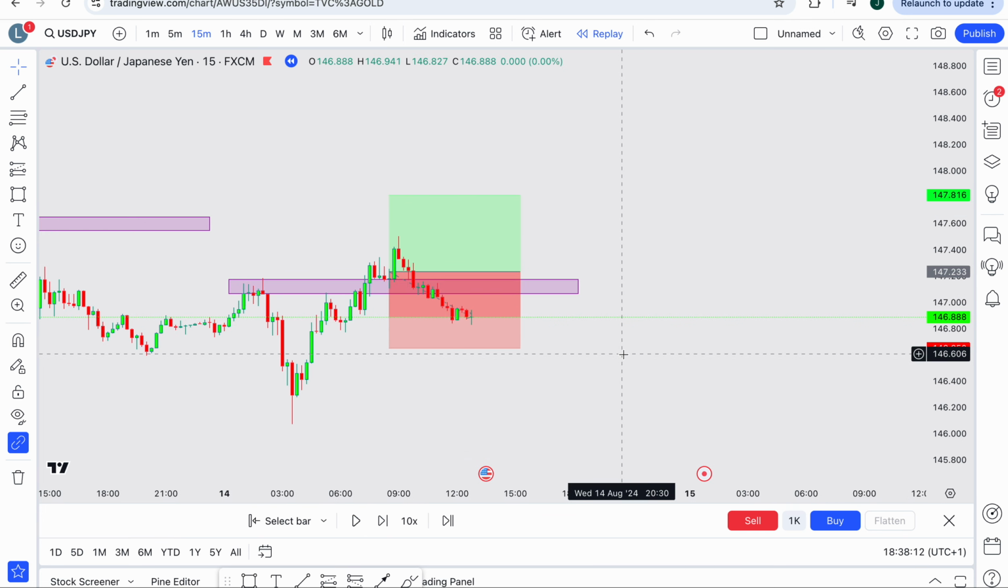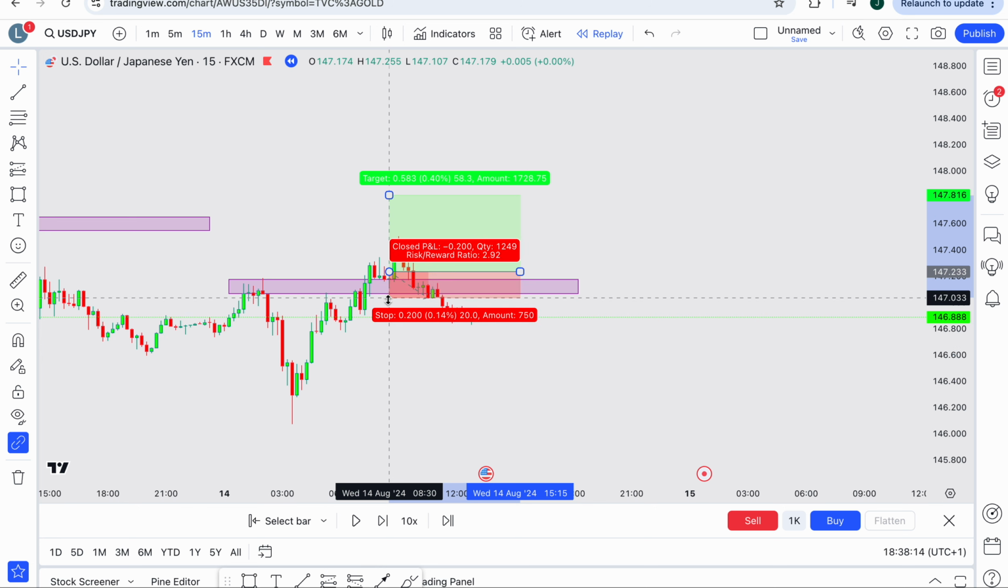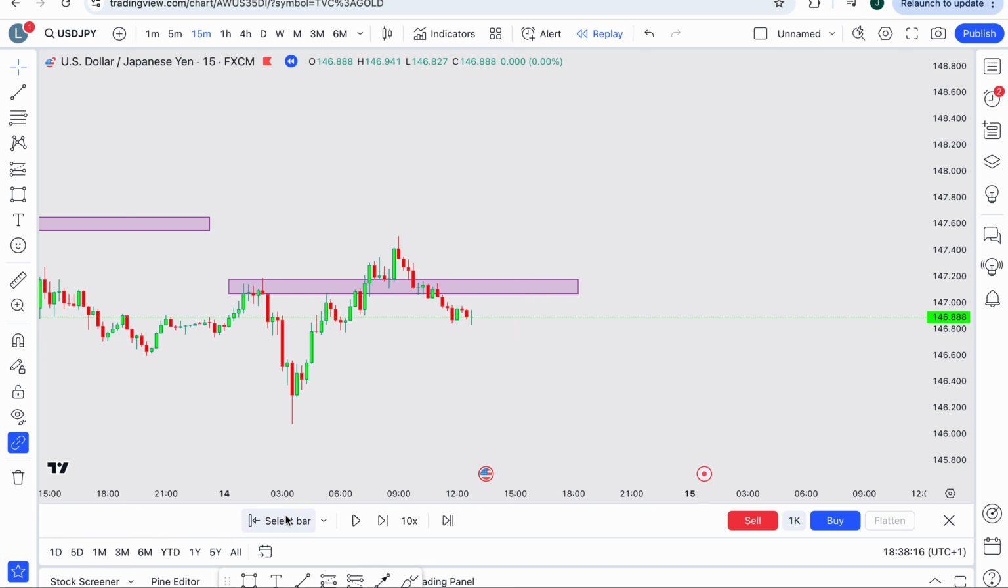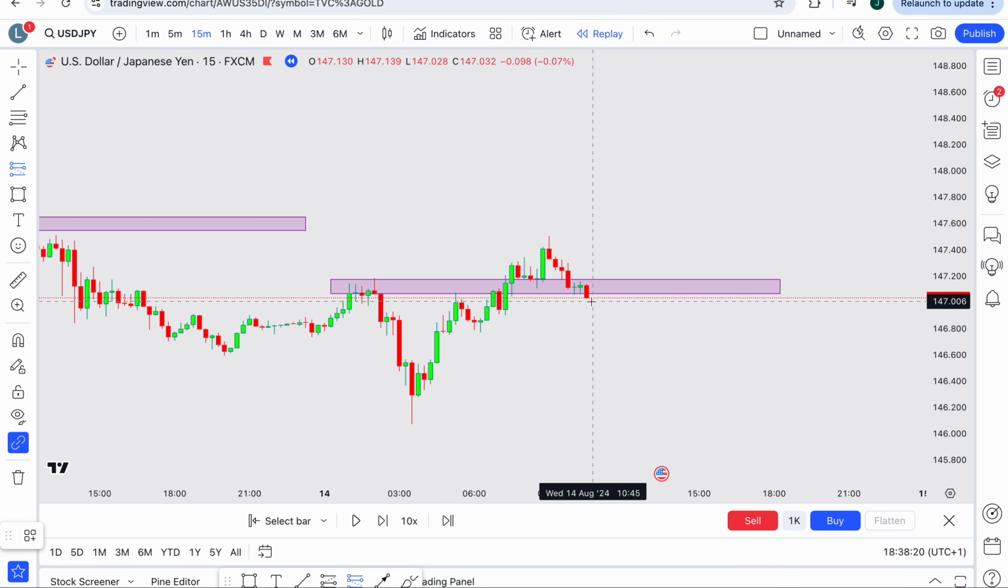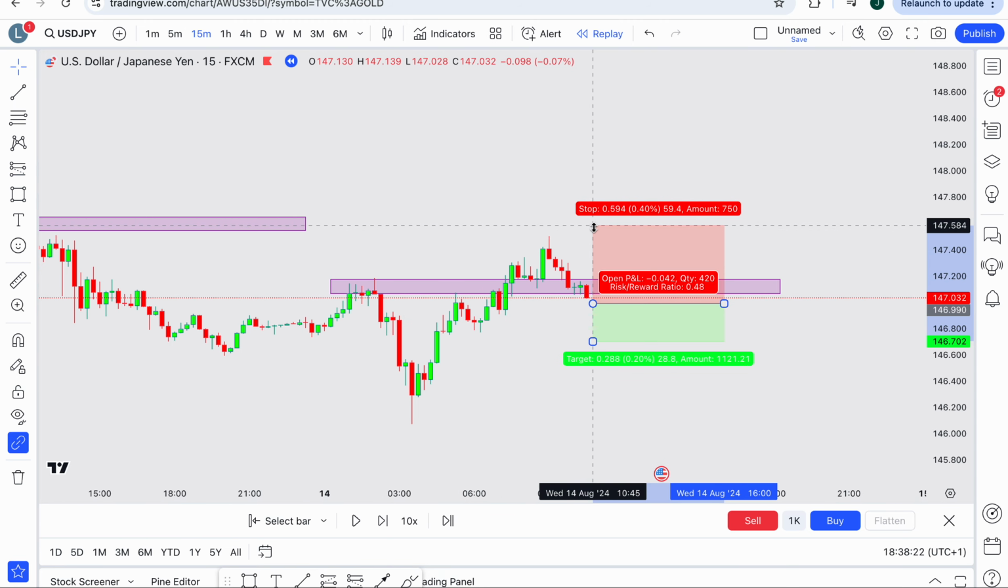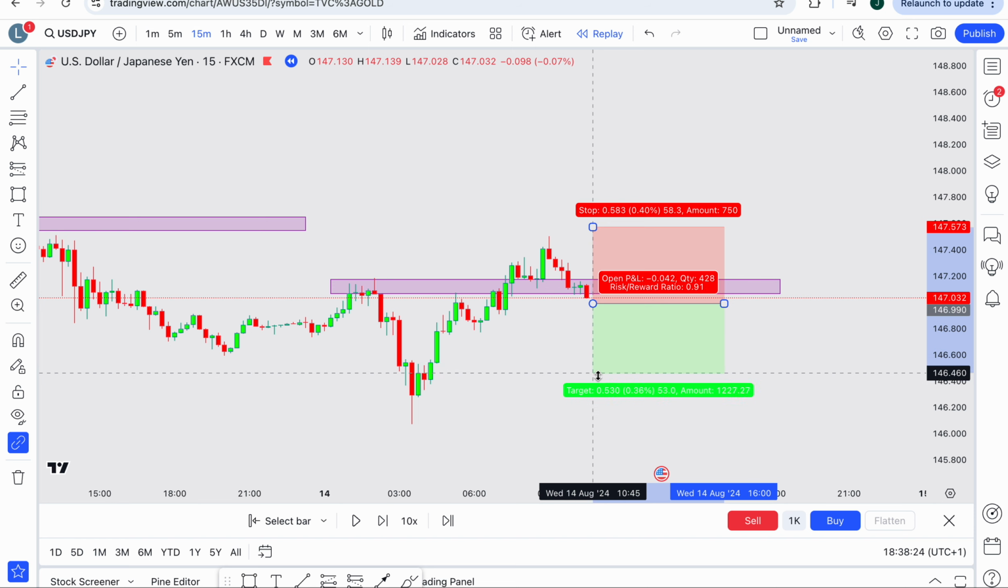Okie dokie. So, what was that? That was probably a 0.3R loss. Re-enter right by there, because we see we got that break and retest. So easy. It's so simple. Again, go for a 1 to 1.